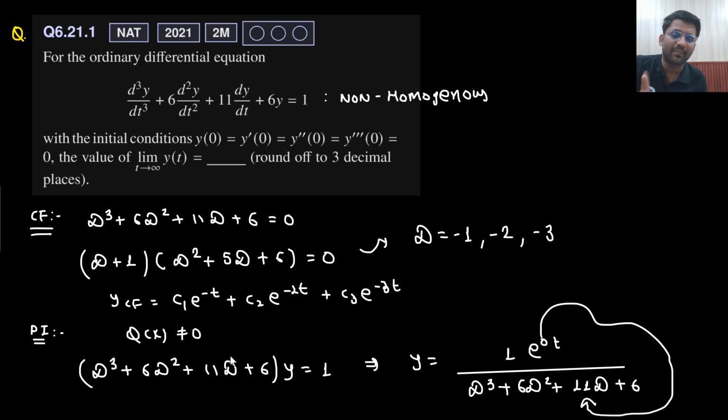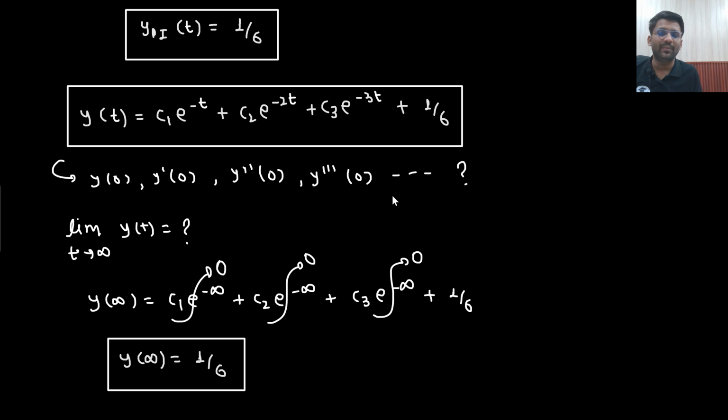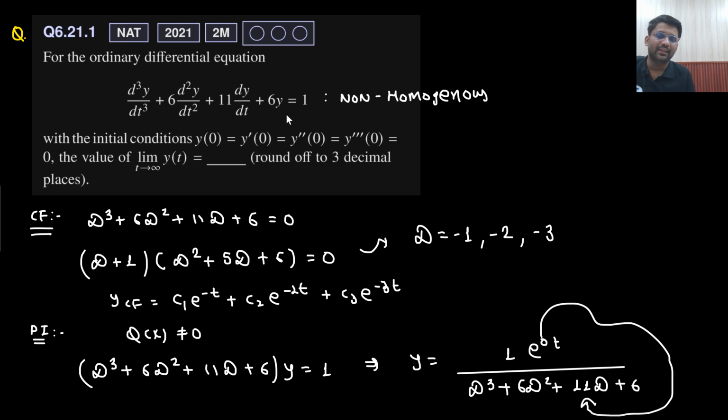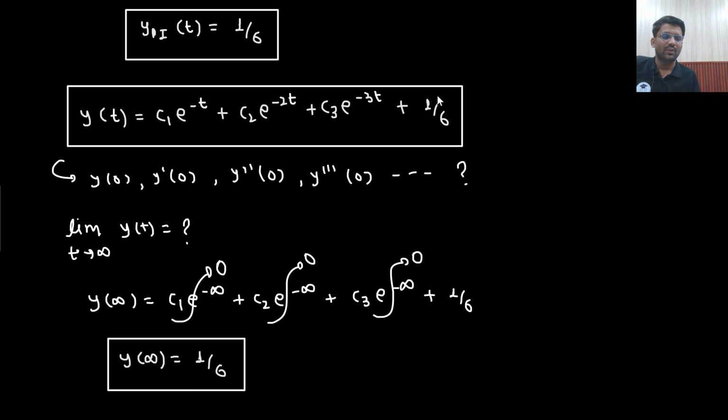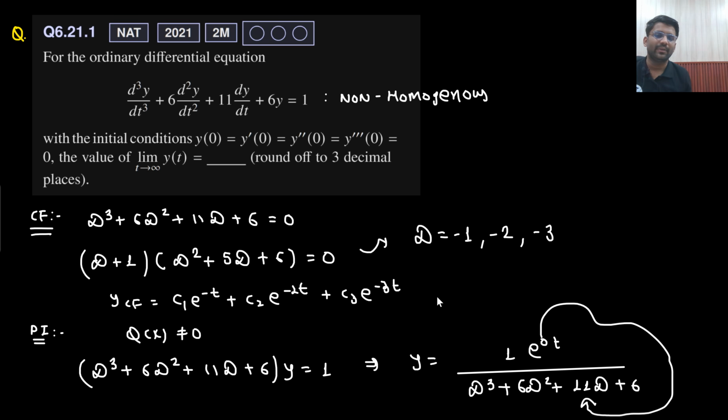I will only care about my PI, the particular integral. What will be my PI? PI will be 1 by 6. I can calculate it very easily: 1 upon D cube plus 6D square plus 11D plus 6, where D is put as 0. 1 by 6 will be the answer. So only this 1 by 6 will remain at infinity. Rest everything will be gone. So the answer will be 1 by 6. Without even picking up the pen, I can tell the answer if I am smart enough.